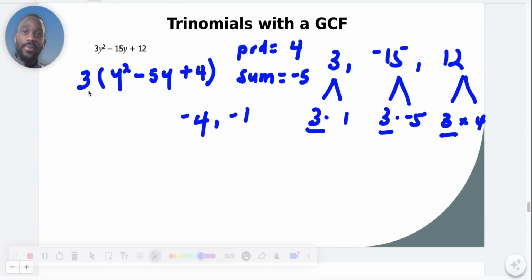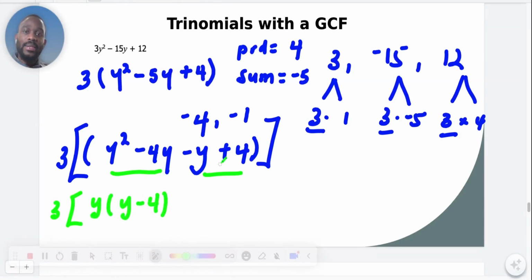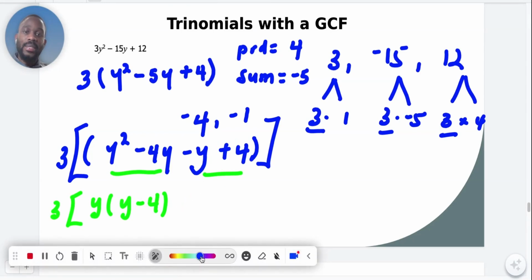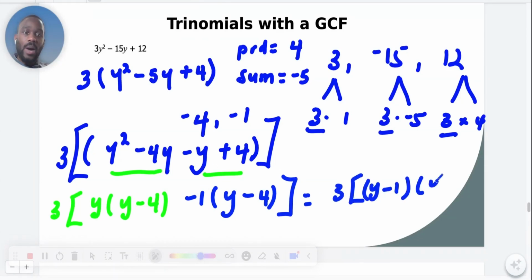So I'll start with 3. Don't forget this 3, very important. I'll use these brackets and then write y squared minus 4y minus y plus 4. At this point, all I'm going to do is factor the first two terms alone and the last two terms alone. I'll still bring this 3 down. Looking at the first two terms, what is common is y, so y times y minus 4. Looking at the last two terms, what is common is negative 1, and I'll be left with y minus 4. Remember, I want what I have in parentheses to be the same. And if I distribute this, I have to get back this. So I'll finally end up with 3 times the brackets y minus 4.